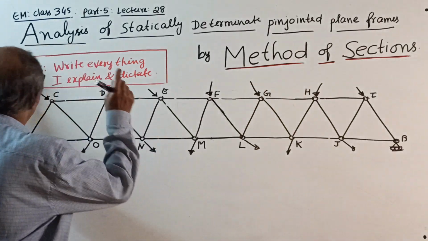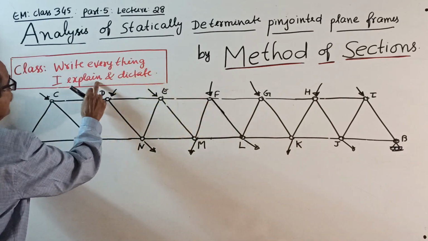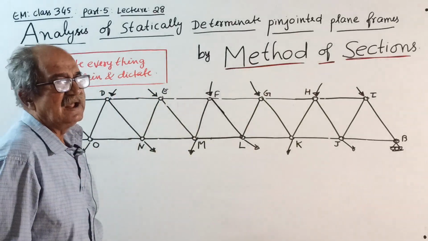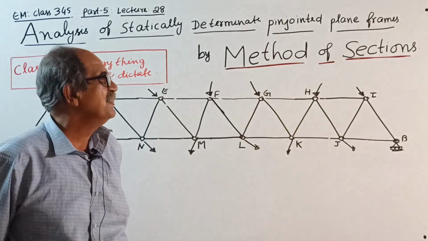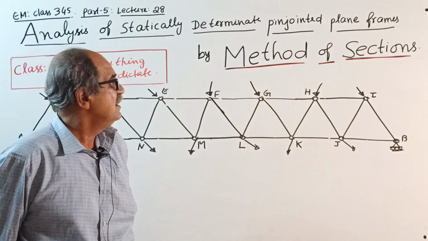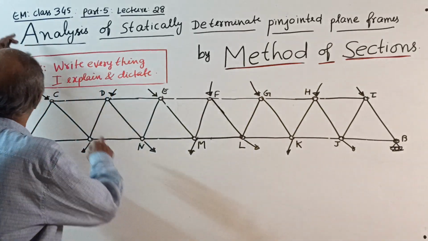Okay. Now, before I start, write everything I explain and dictate. Remember, a lot of things are there. Don't write this one. Okay, right? No problem. A lot of things are there. Here, I don't have that much time. I cannot afford to write a non-stop story here.